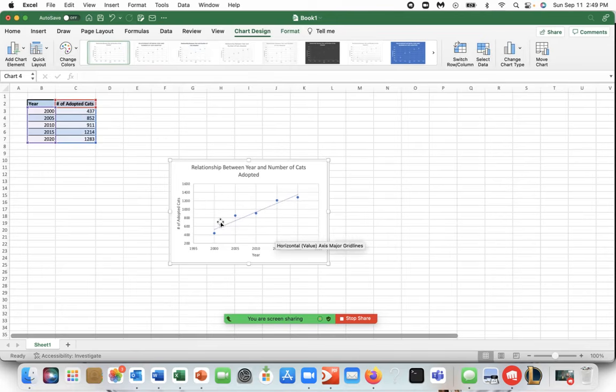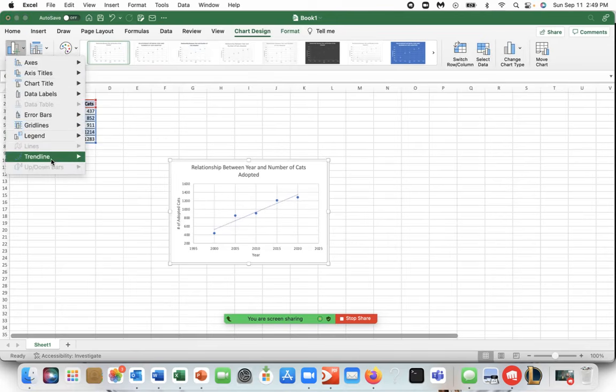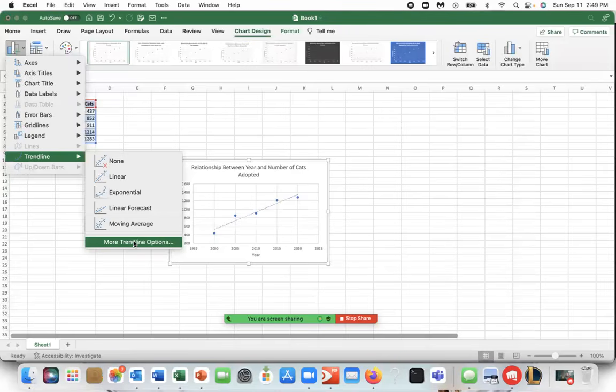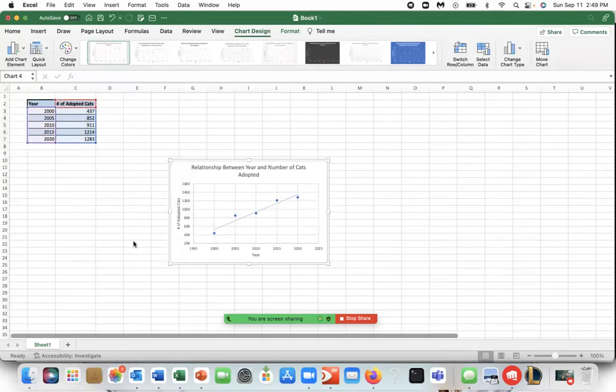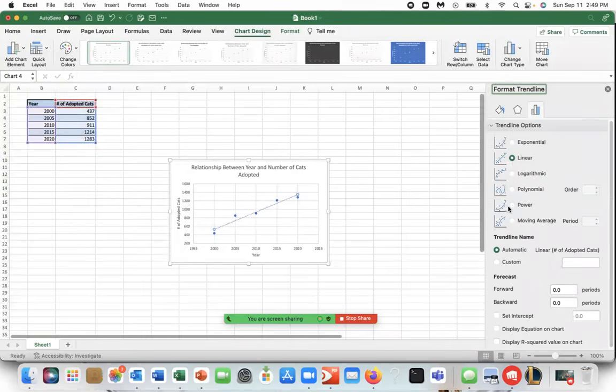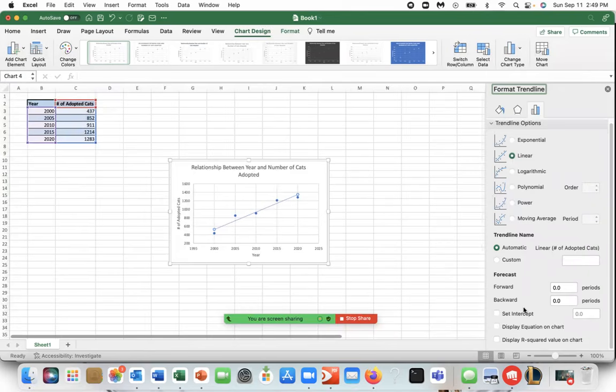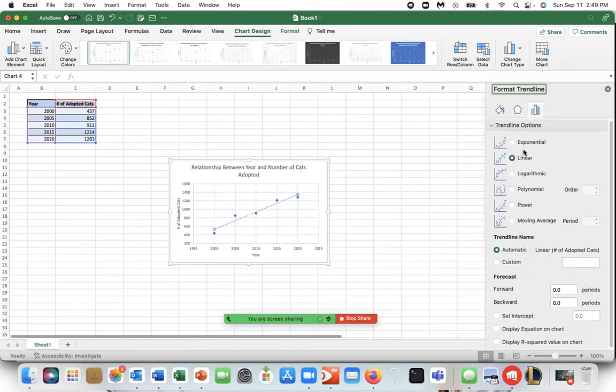But that's not all I want to add. So I want to go back to this trend line and select more trend line options. Once I do that, I have this box on the right-hand side of my screen pop up. I have linear selected, and I want to add a couple more things. So I want to make sure I display the equation on my chart, and I display my R-squared value.